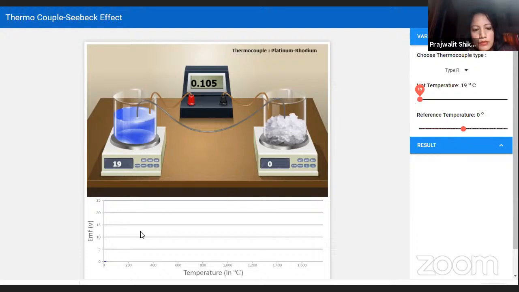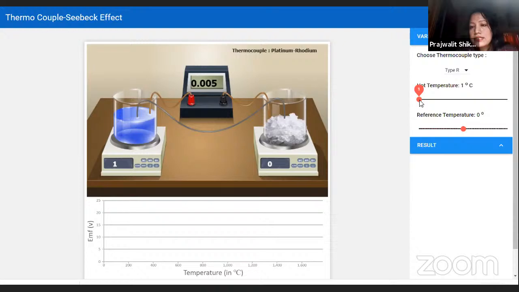Here you can see that there is a graph also visible below this diagram, and this graph is between temperature, which is in degrees Celsius, and EMF, which is in volts. As you start increasing the temperature, you will see a graph automatically plotted over here. Our reference temperature is 0 degrees, and the hot temperature we can change using the arrow keys, because if you use the mouse, you may not be able to change it with the least count. But if you use the right arrow key on your keyboard, you will see the variation in the smallest possible step designed for this experiment in the simulation.